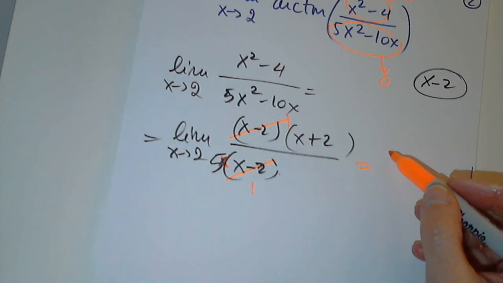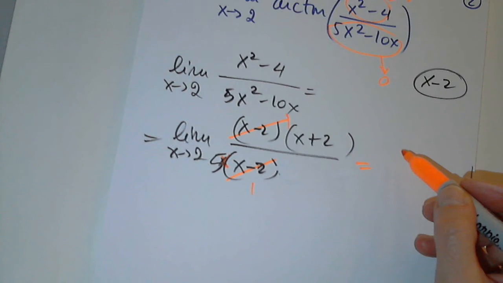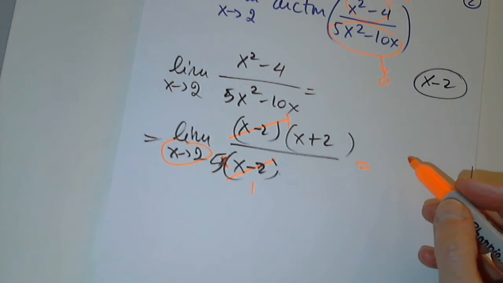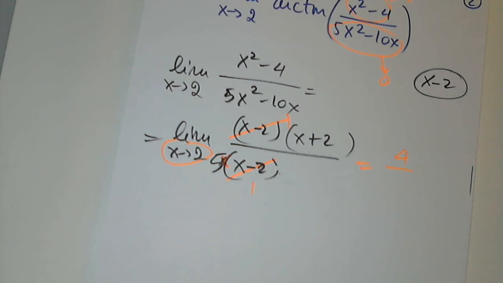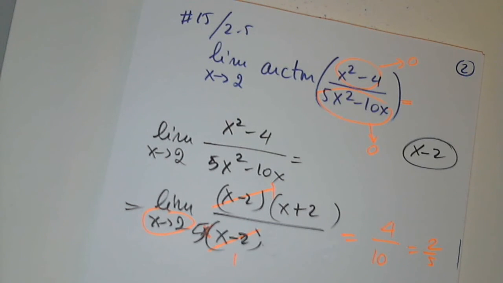The numerator goes to? X plus 2. We're talking about when x approaches 2. Oh, 4. Very good. The denominator goes to? Good. So this is 2/5. So therefore, this answer at the top is 2/5. Arctangent 2/5. That's it. Arctangent 2/5. That's it.